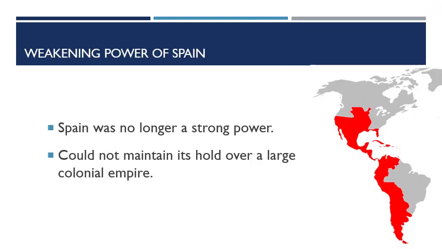As the 1700s were coming to a close, Spain was no longer a strong power. It was having difficulty maintaining its hold over its colonial empire, and as Napoleon was beginning his adventures in Europe, Spain's attention was focused mostly on Europe.